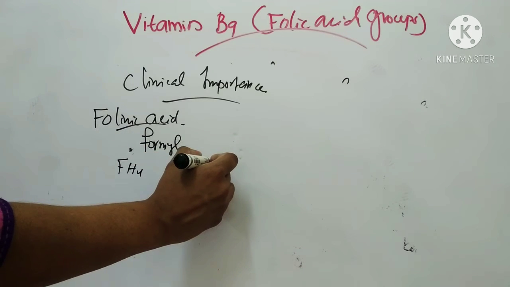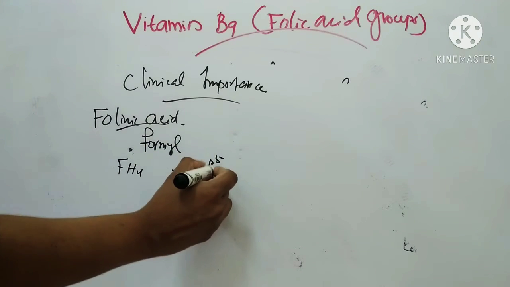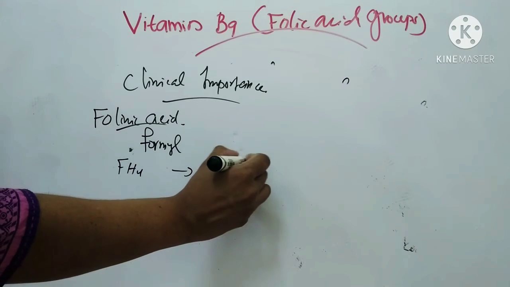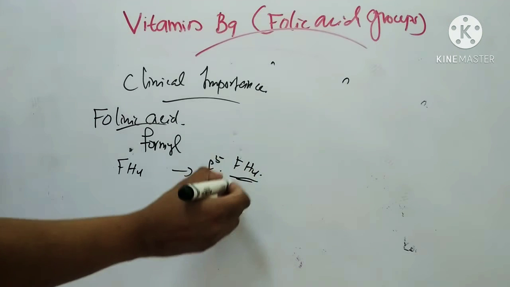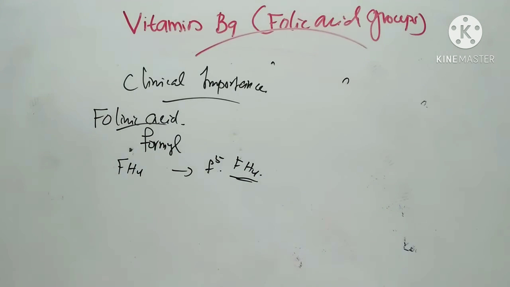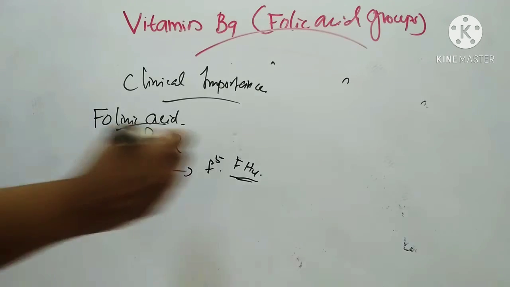So we can represent it as F5, that is formyl group in position 5, FH4. This is a tetrahydrofolate with a formyl group in position 5. That is folinic acid. It is an active form of folic acid. When folic acid is added to liver slices, it is converted to the formyl derivative in the presence of NADPH. Here vitamin C enhances the activity. This folinic acid is termed as citrovorum factor.